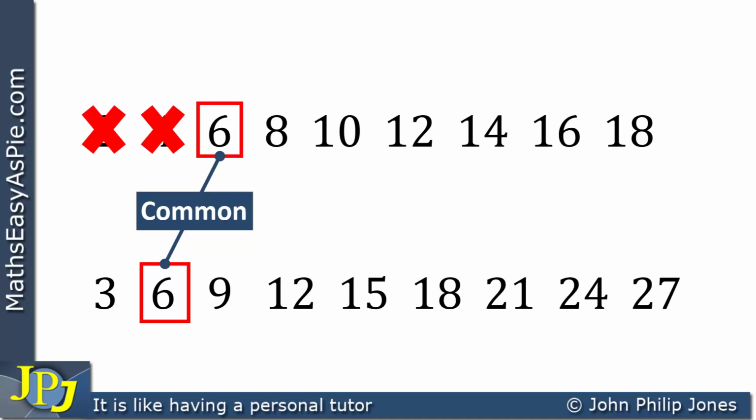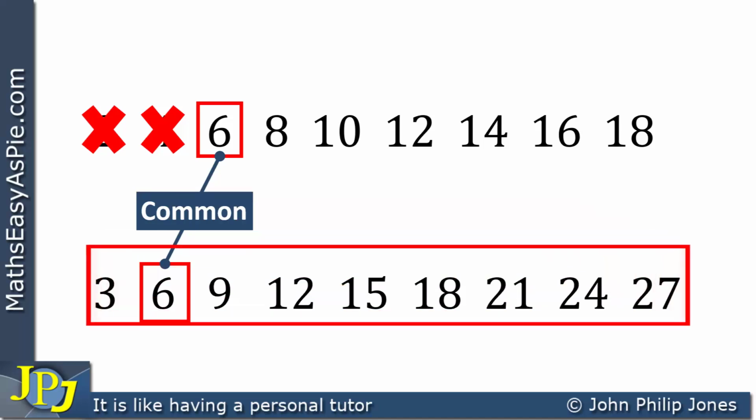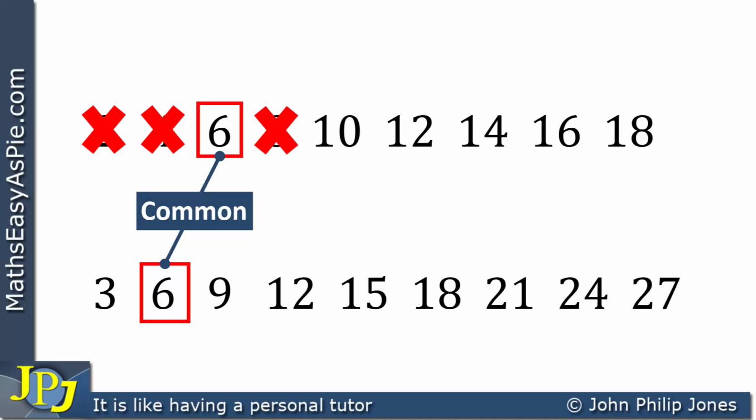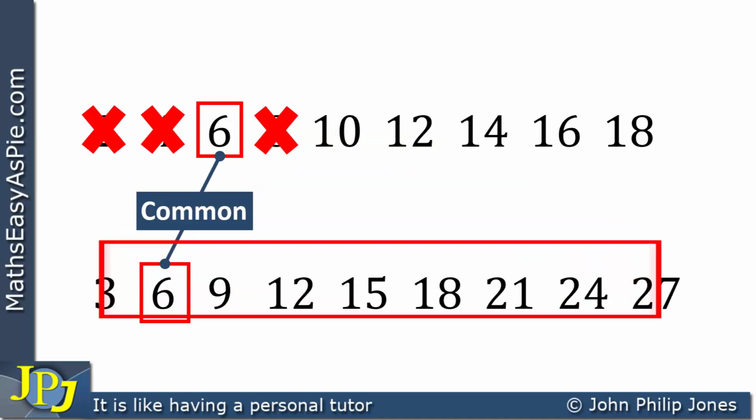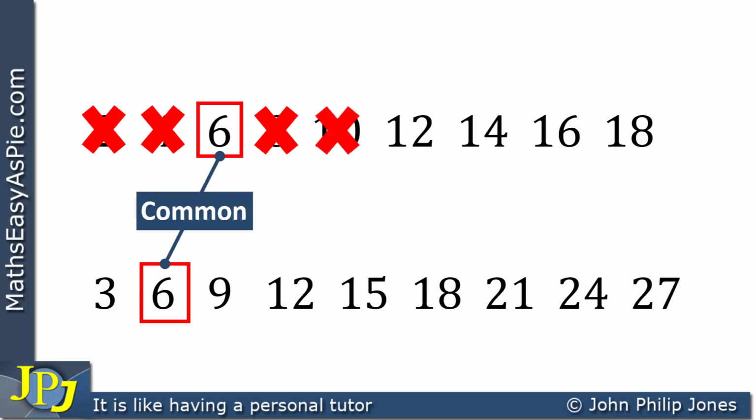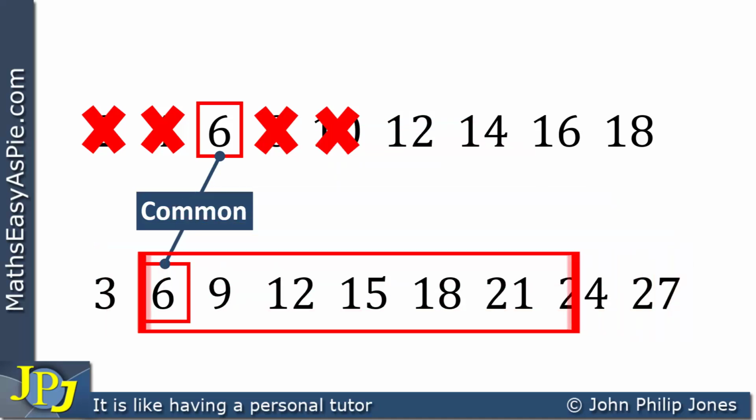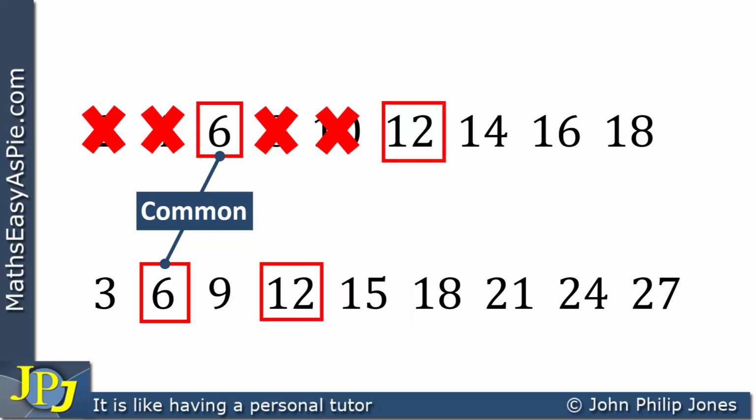I'll now move on to look at the 8 and ask the question whether this is in this list. And you can see it isn't, so I'll put a cross against the 8. I'll move on to the 10 and see if that's in the list. And it clearly isn't, so I'll put a cross across that. I'll then come to the 12 and ask whether the 12 is in the list. And you can see that it is. So I'll do the same thing. I'll put a line between them to join them, and I'll mark it as common.